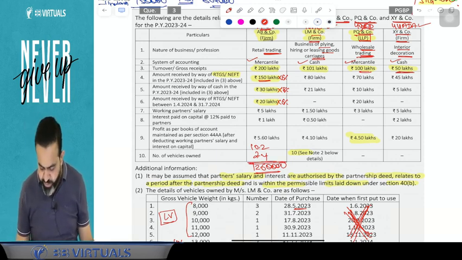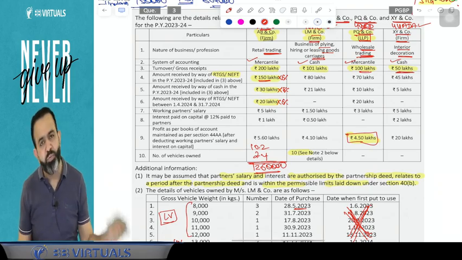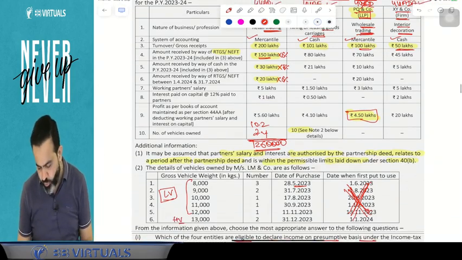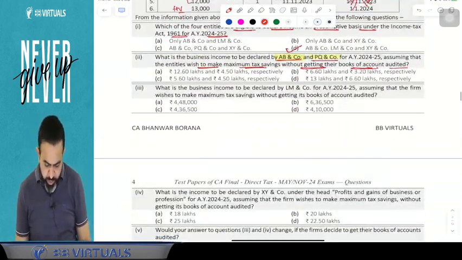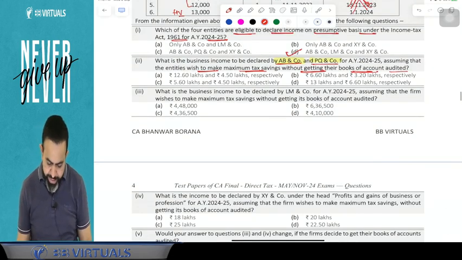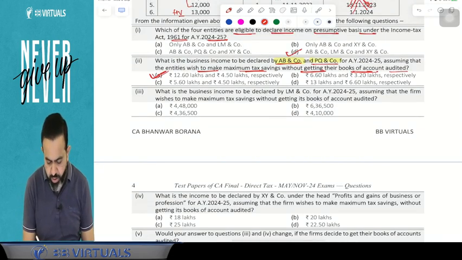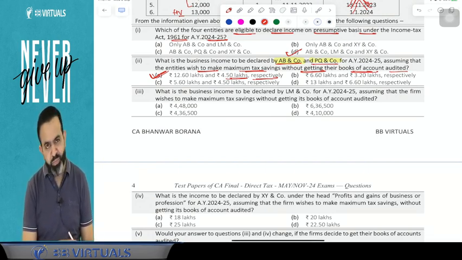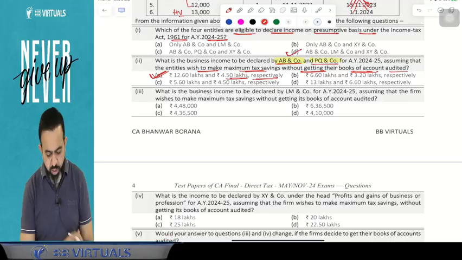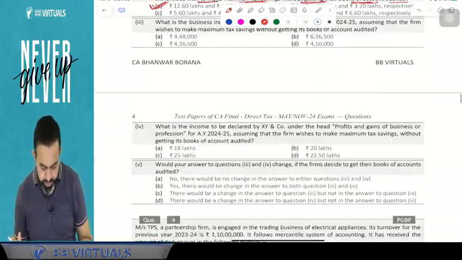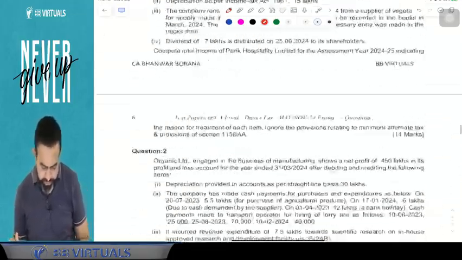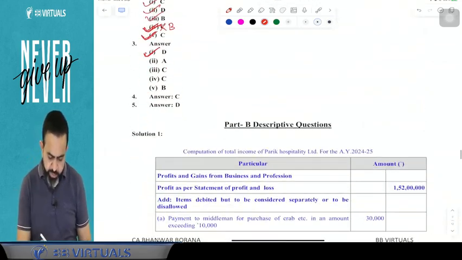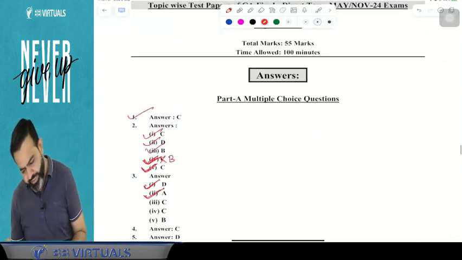Here 12,60,000 is your PGBP income, and here 4.5 lakh is your PGBP income. So 12,60,000 and 4,50,000, that is your right answer. Their PGBP income is 12.6 lakh and 4.5 lakh. So here your right answer is A, I think there also. In this particular case, A is the right answer.